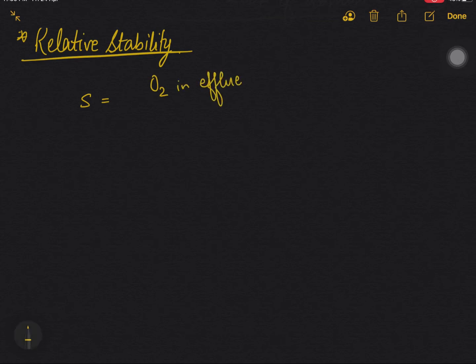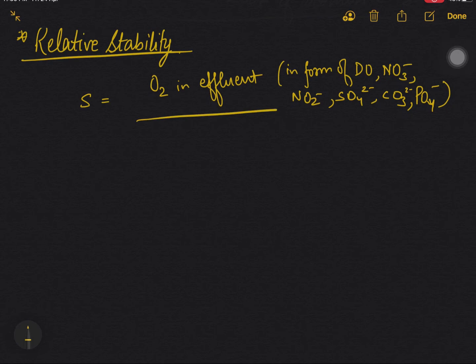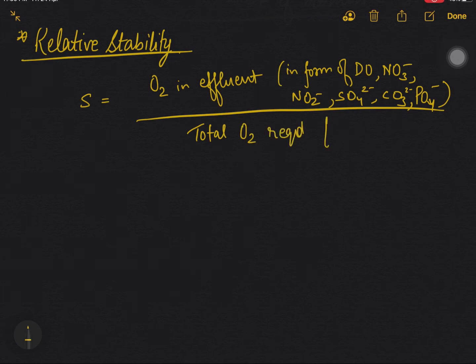So oxygen in effluent may be in any form. It may be in the form of dissolved oxygen, it may be in the form of nitrate, nitrite, sulfate. You get the point. It may be any of these possible combinations. Divided by the total oxygen required for first stage BOD.